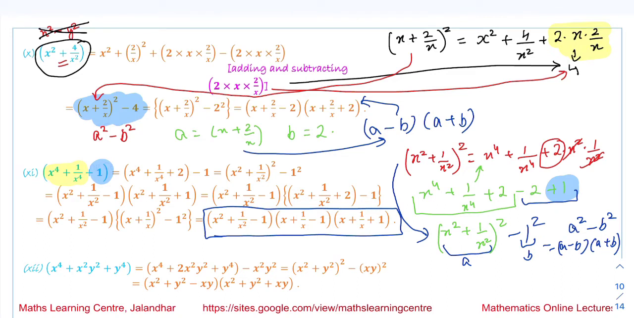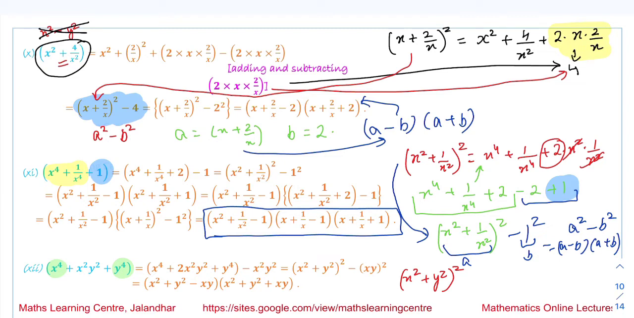Now in the next question, we are having x raised to the power 4 plus y square, x square y square plus y raised to the power 4. So now again we are having the terms over here. It is x raised to the power 4 and this is y raised to the power 4. So what kind of term is this? It is x square plus y square whole square.